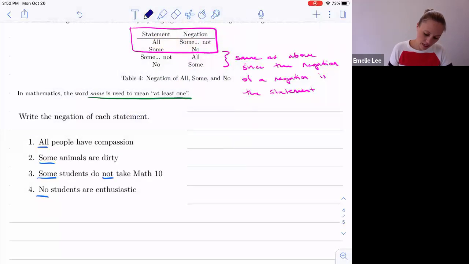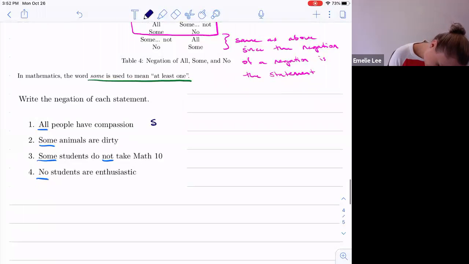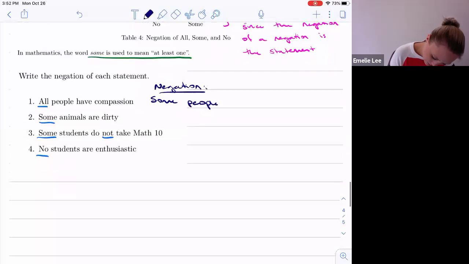Okay. But here we go. So all people have compassion. If we look at our table, all is going to negate to some people do not have compassion. Negation up here: some people do not have compassion.